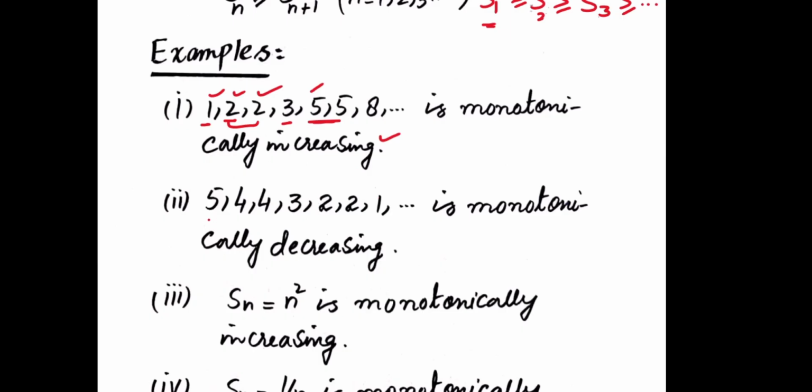While this sequence 5, 4, 4, 3, 2, 2, 1 and so on is a monotonically decreasing sequence. Every next term is either less than or equal to the previous term.